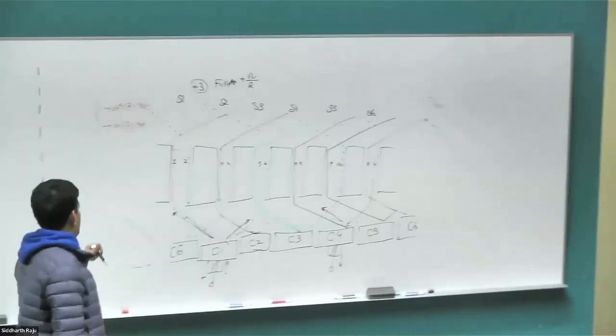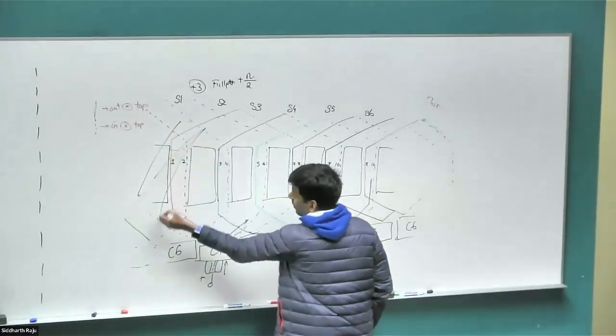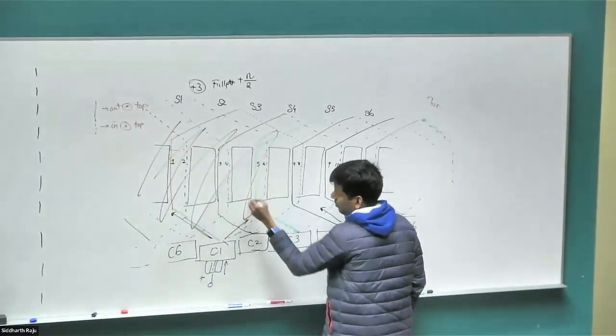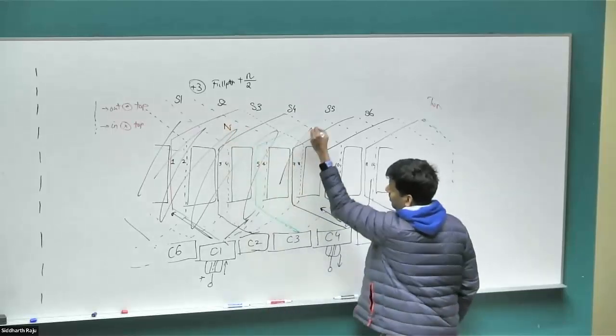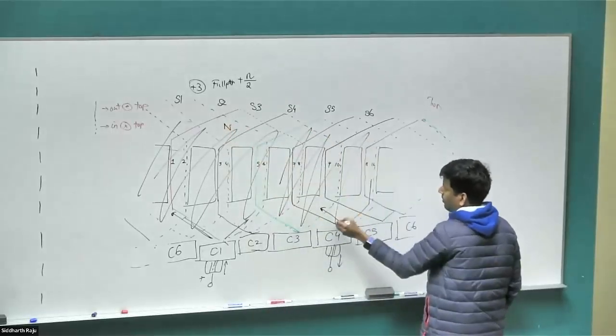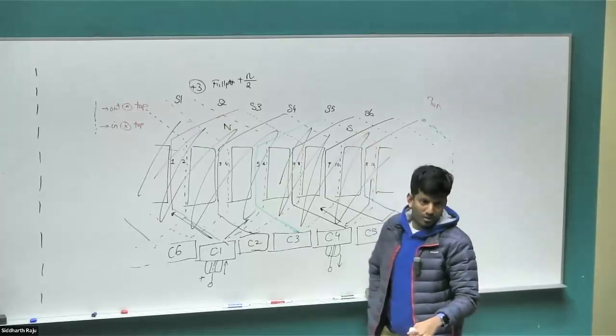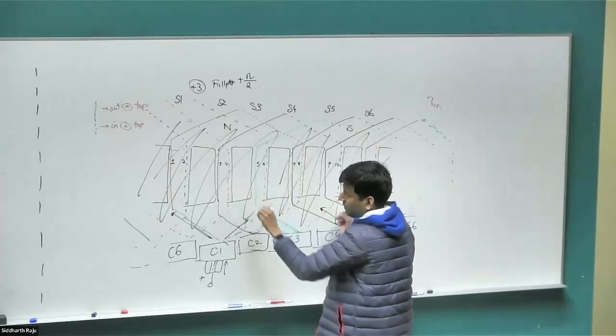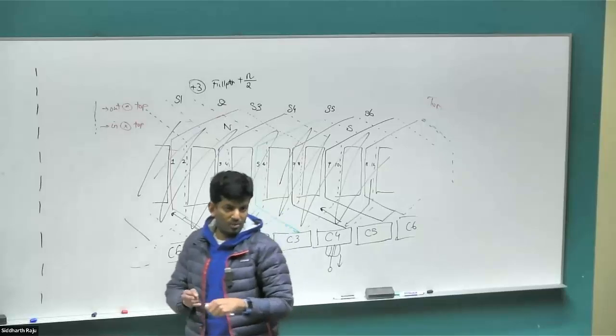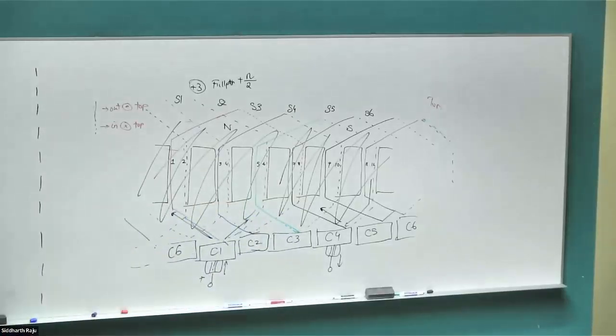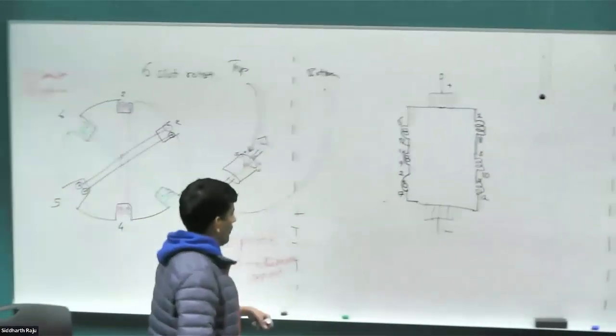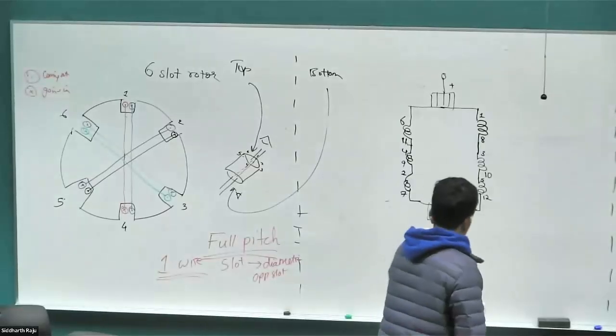So you can think of this as being under the influence of North Pole for now, and this set of conductors being under the influence of South Pole. Right? But then as the rotor rotates, the conductors under North Pole change and the conductors under South Pole change. Everybody clear so far? Any other questions? Okay. So we're going to see what happens as this rotor starts to rotate.